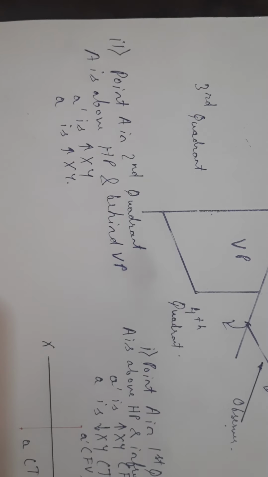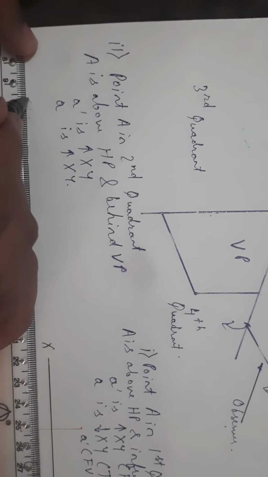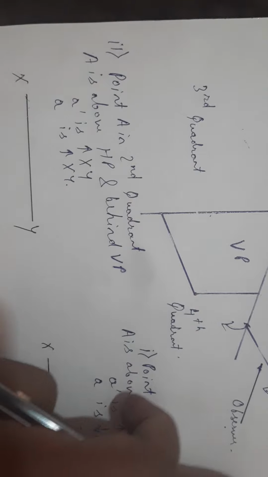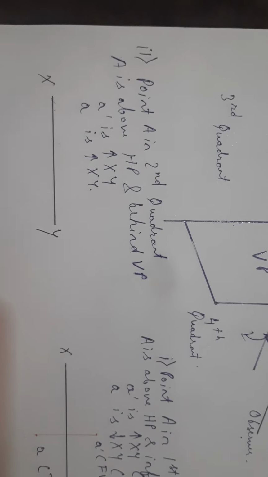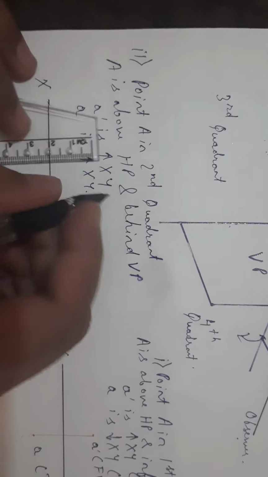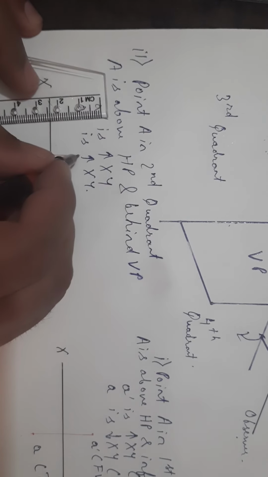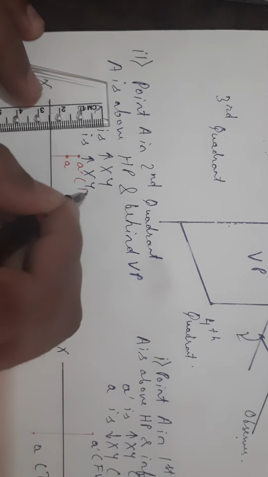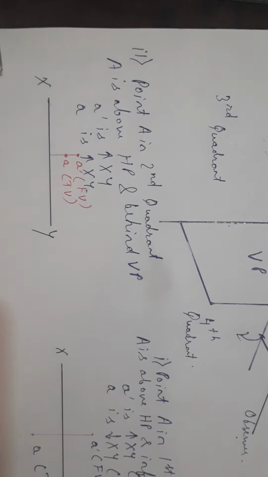Now let me draw the diagram and explain it to you all. So here it is. Just check, I'm showing the XY line. You can just assume it by looking at the 2D diagram, and now I'm drawing it over here. Both the points, A dash, that is the front view, is above XY, and the top view, that is A, is also above XY.